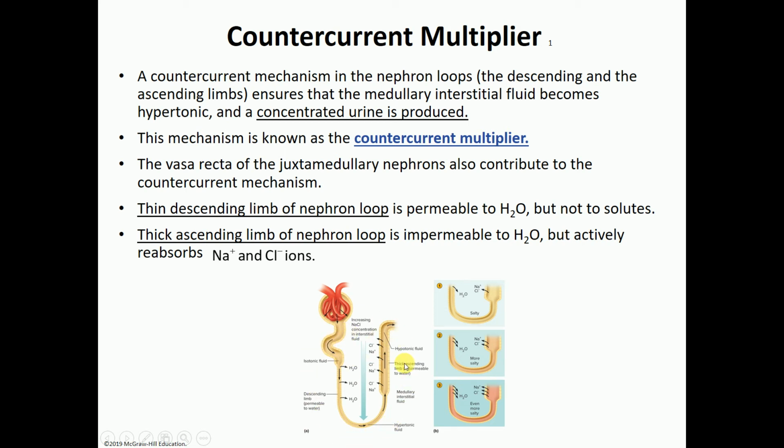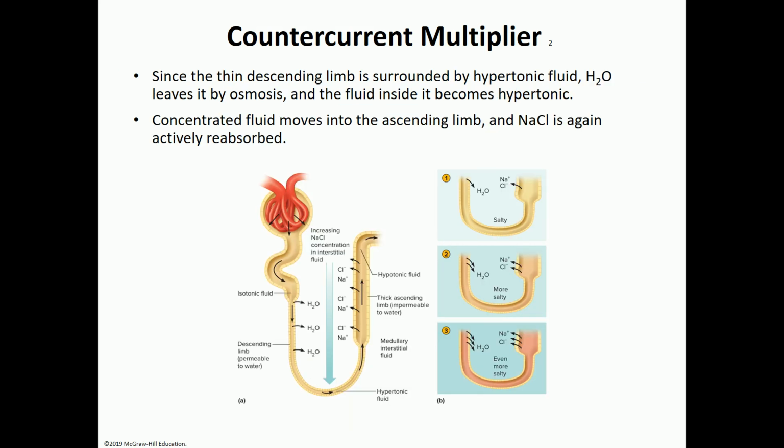Okay, the countercurrent multiplier again is just the portion in the nephron loop, the descending and ascending limbs. And because the direction of flow of fluid is in the opposite direction, and you start off again with isotonic, you end up with hypertonic at the end of the descending, and then at the end of the ascending, you end up with hypotonic fluid. So all of that exchange, or the movement of fluids in the opposite direction, with water being reabsorbed on one end and salts being reabsorbed on the other end, that is where the name comes from, the countercurrent multiplier.